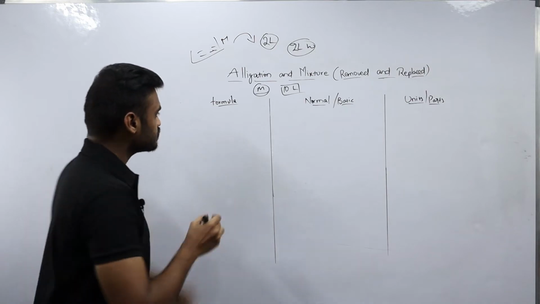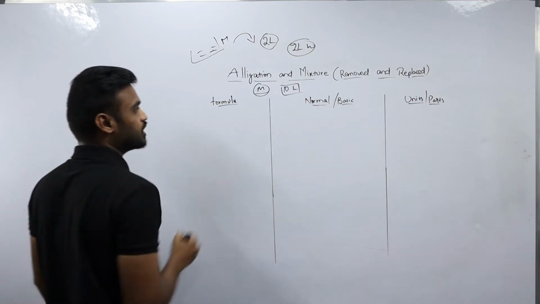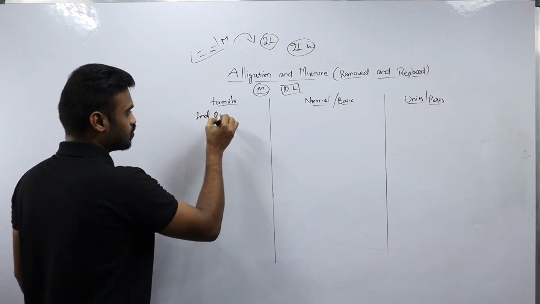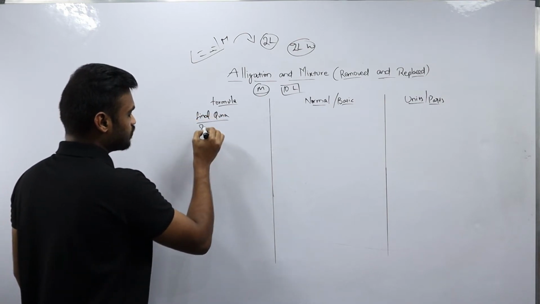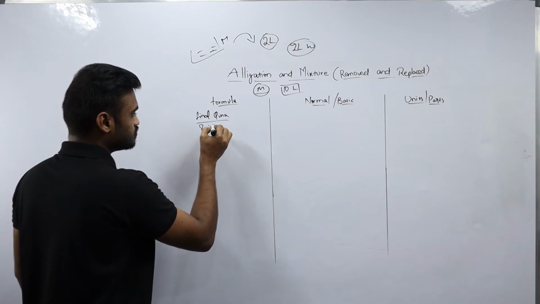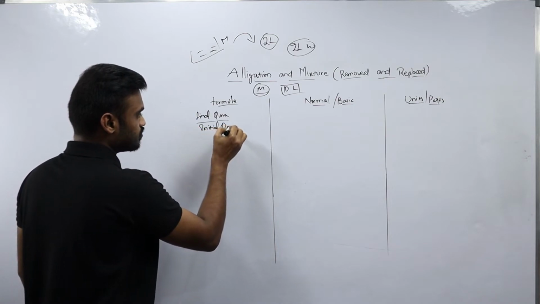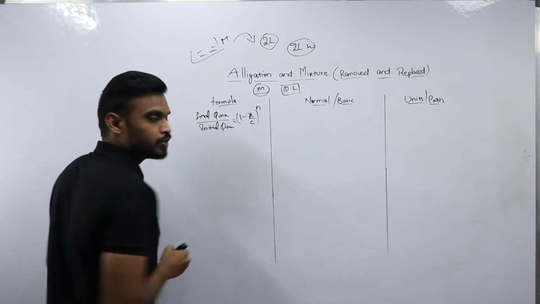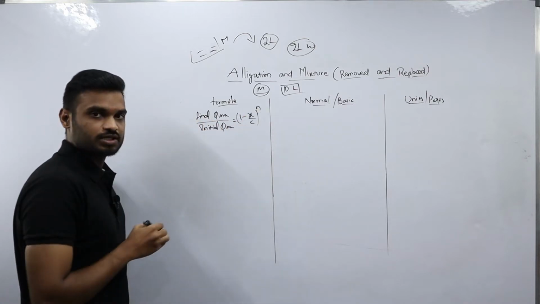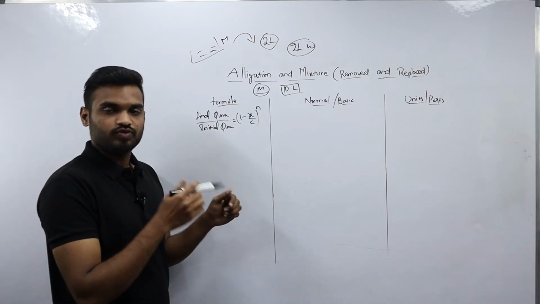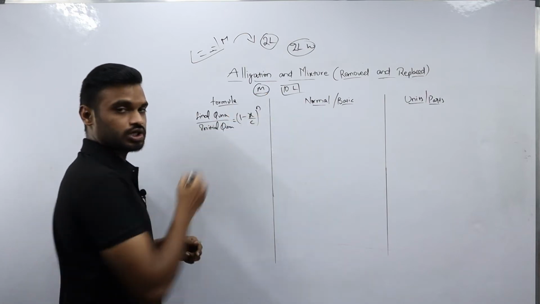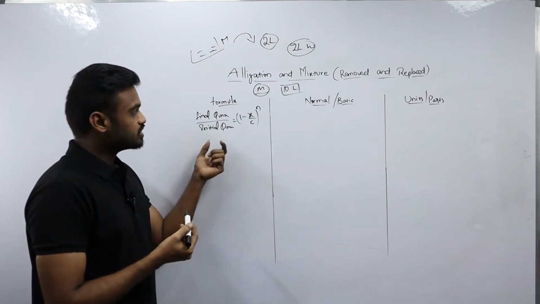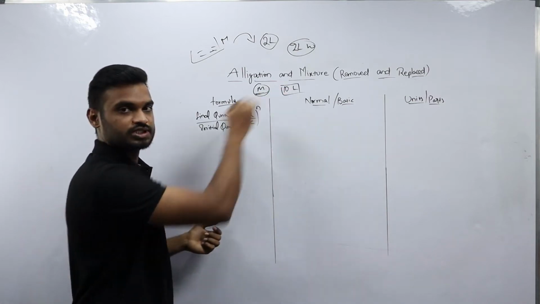The formula we use to solve remove and replace is: final quantity by initial quantity equals (1 minus x by c) whole power n. Here, final quantity is what the final quantity of milk in the total mixture is after doing all the operations. Initial quantity is the initial quantity of milk in the total mixture.